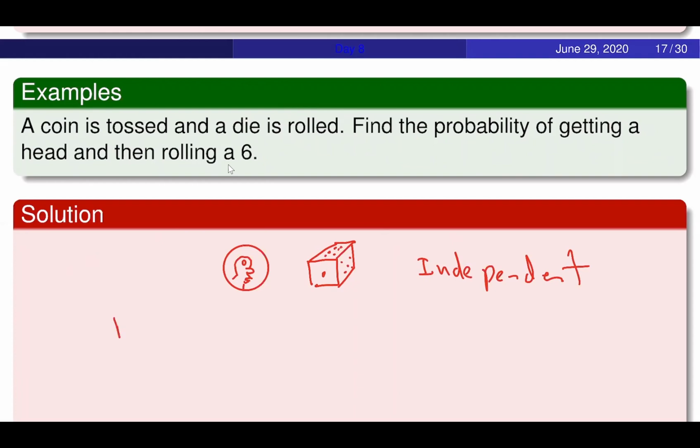So what we want to do is find the probability that when we toss a coin, it lands on heads, and then when we roll a die, it lands on the number 6. So we want to find the probability it lands on heads, and then we multiply that by the probability it will land on 6. So what's the probability that the coin will land on heads when I flip it?